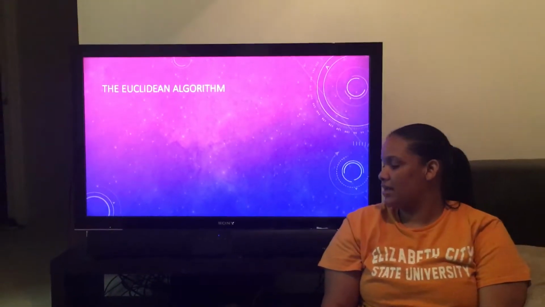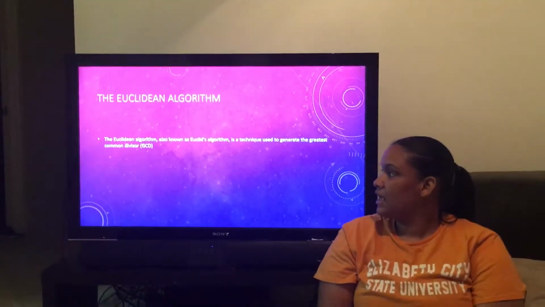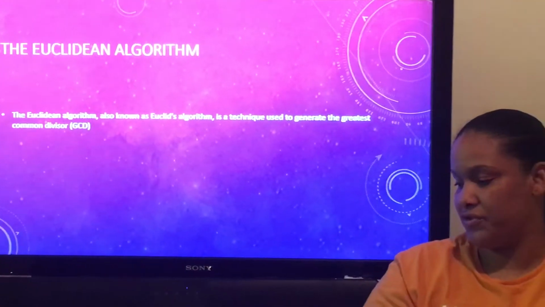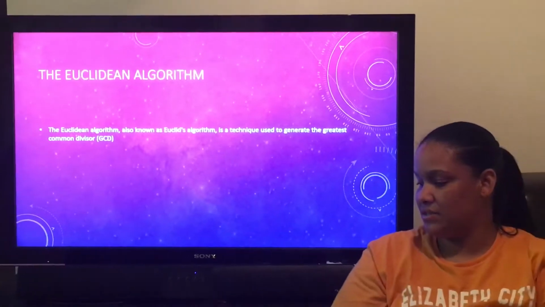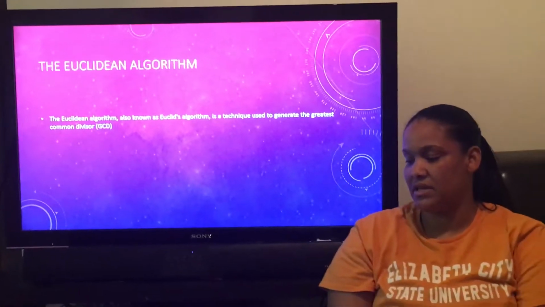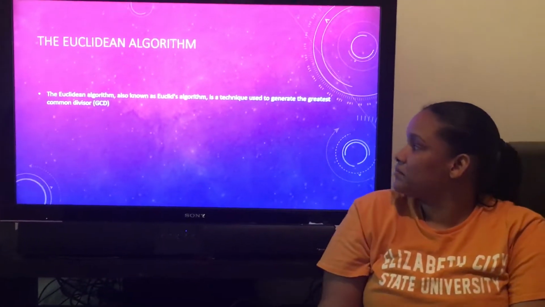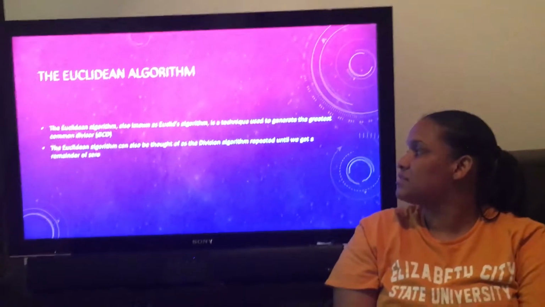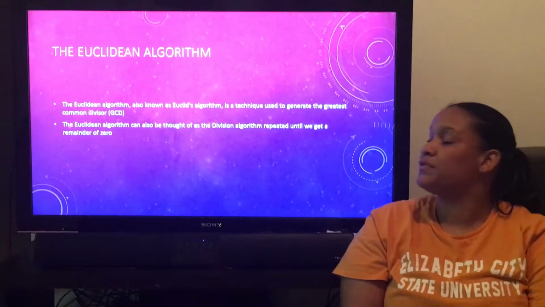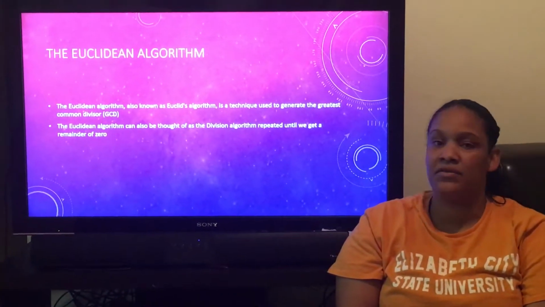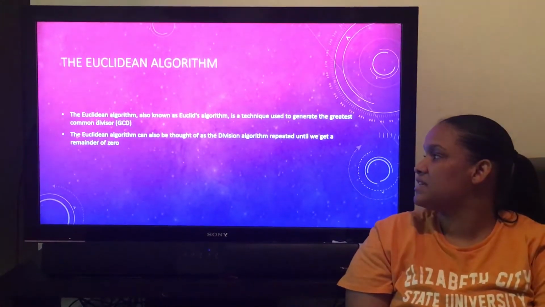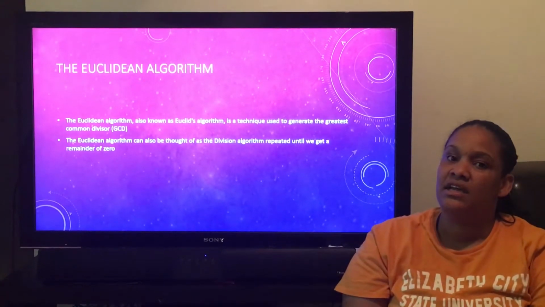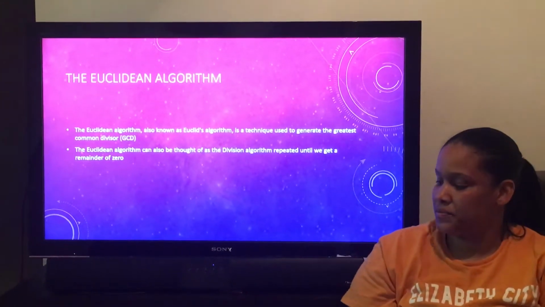The Euclidean algorithm, also known as the division algorithm, is a technique used to generate the greatest common divisor. The Euclidean algorithm is also thought of as the division algorithm repeated until we get a remainder of zero. And forgive me, I said also known as the division algorithm. The algorithm is also known as Euclid's algorithm.